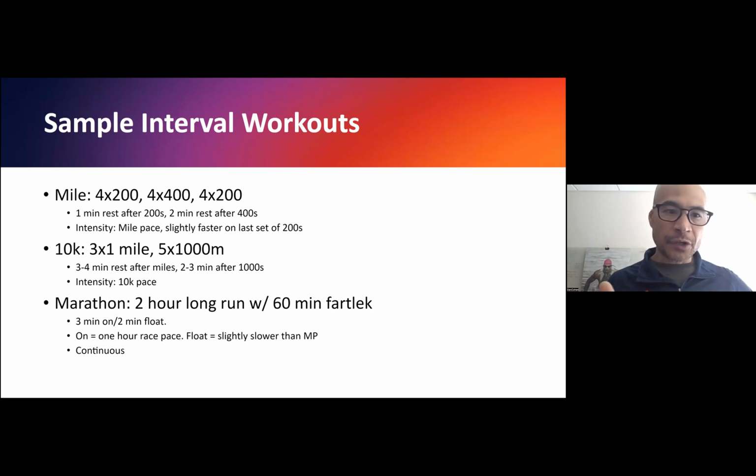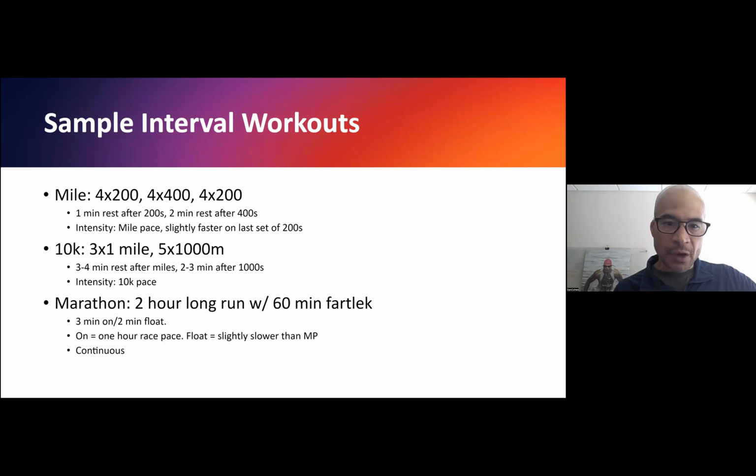Another example would be if you're doing a 10K. If you're really training hard to PR, you might do 3x1 miles or 5x1,000 meters. And you would do 3 to 4 minutes rest after your mile repeats, 2 to 3 minutes rest after your 1,000s. And you're going to want to go at about your 10K pace or slightly above.